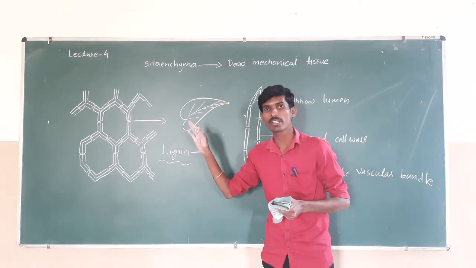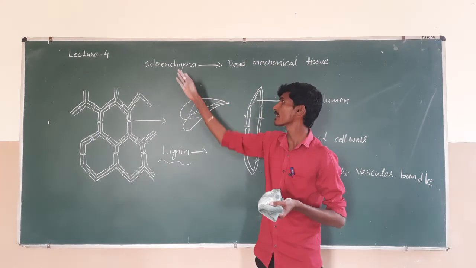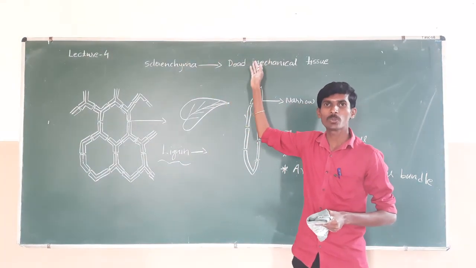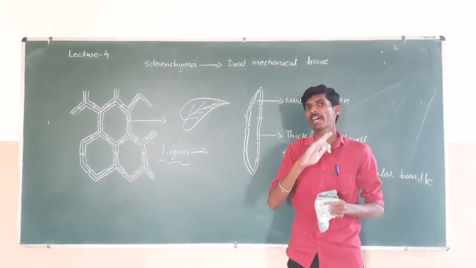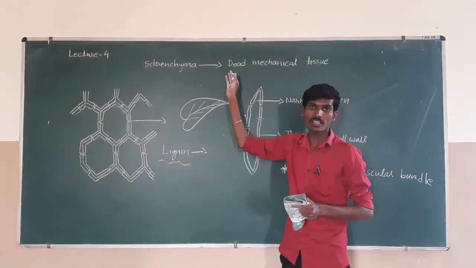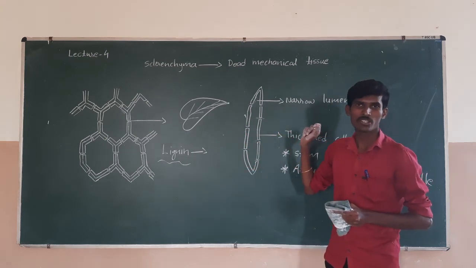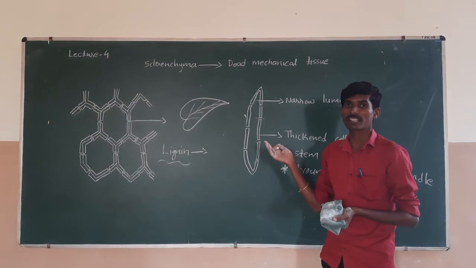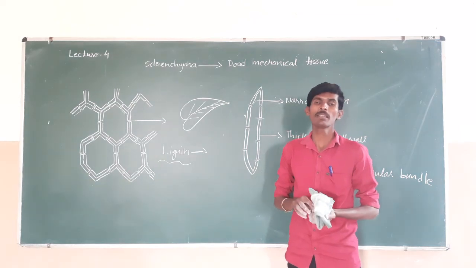The plant body is hardened because of the presence of the sclerenchyma. It is a dead mechanical tissue; its cells are dead in nature. The parenchyma and chlorenchyma are living, but the sclerenchyma is dead. It has a long, narrow structure, provides the outer covering, and acts as mechanical support to the various parts of the plant.